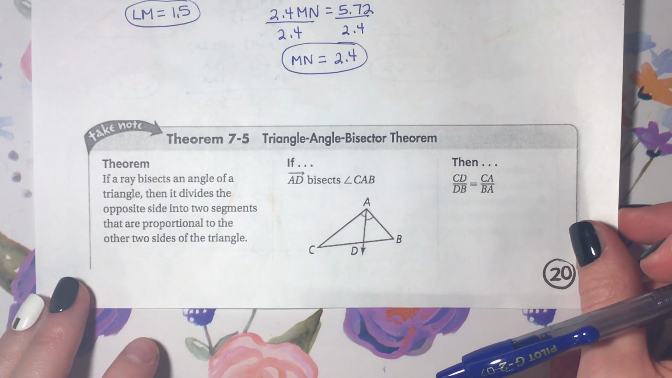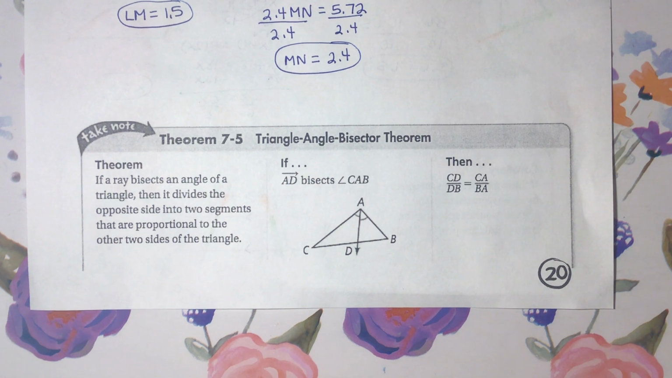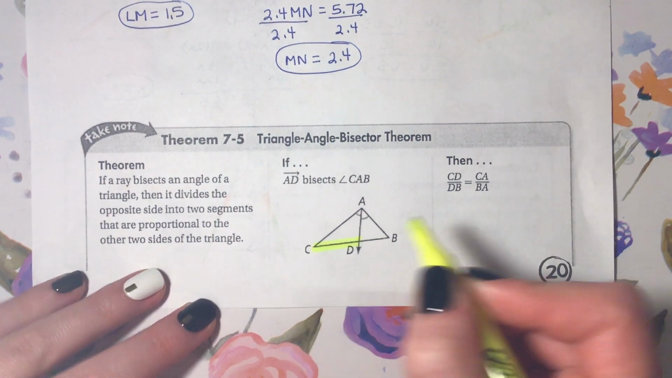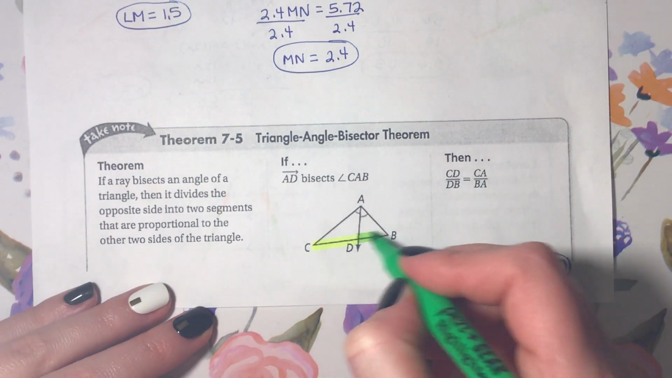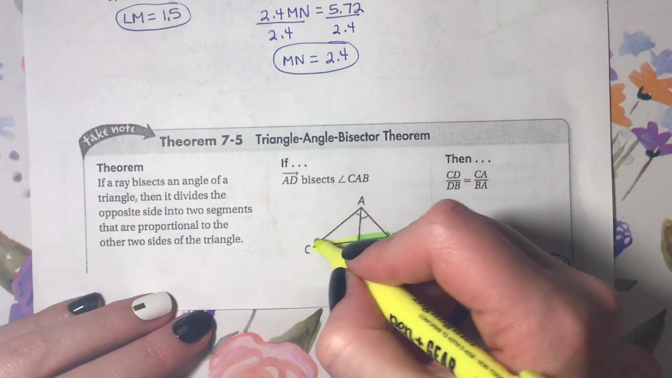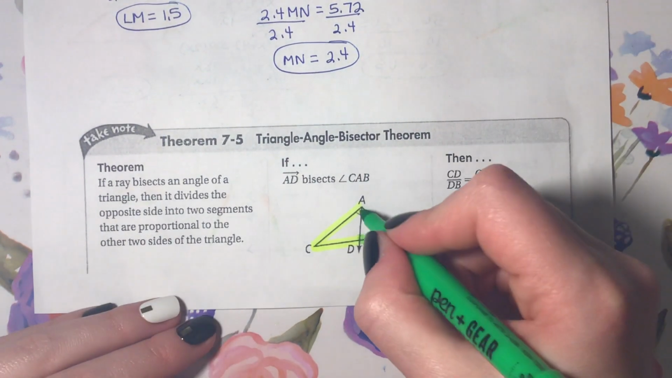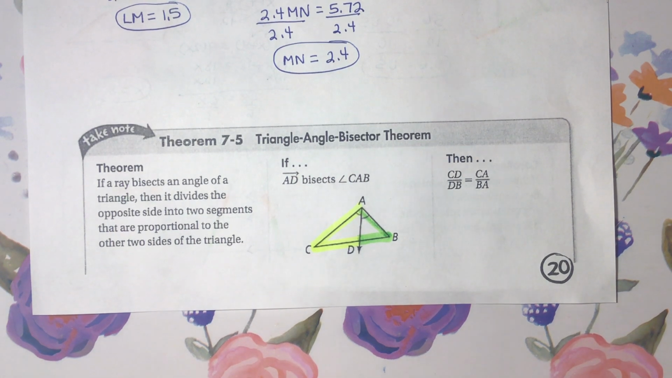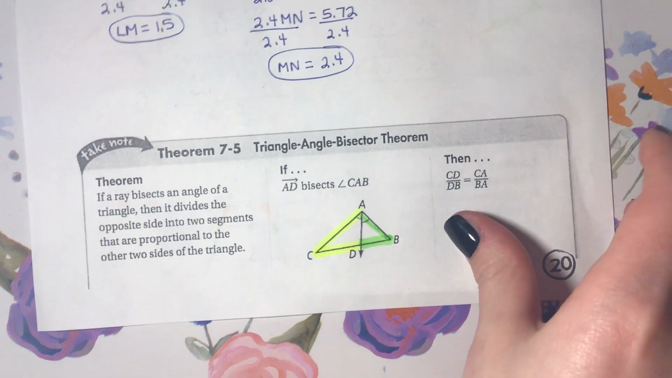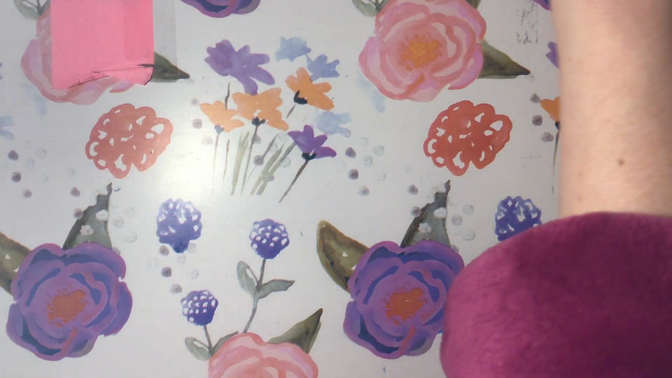And that's going to be exactly the same for the triangle angle bisector theorem. It says, if a ray bisects an angle of a triangle, then it divides the opposite side into two segments that are proportional to the other two sides of the triangle. Basically, the left of the bottom over the right of the bottom is going to be proportional to the left side over the right side. So left over right is equal to left over right once again. Let's do a couple of examples with that.